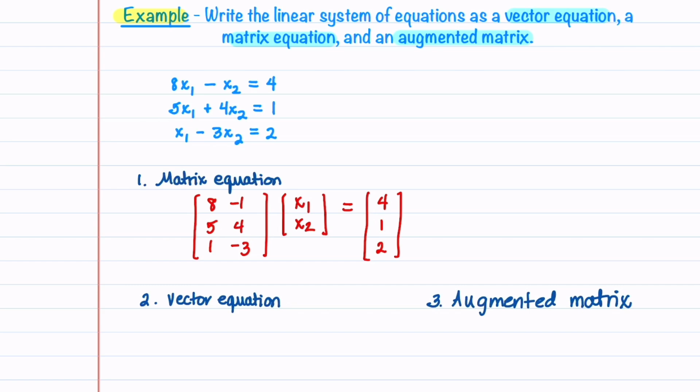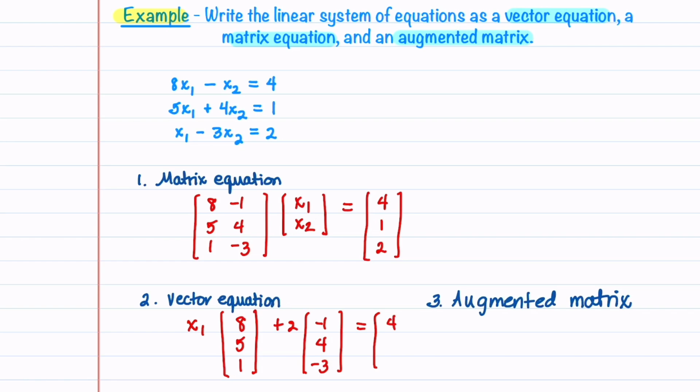Let's now write it as a vector equation. We have X1 times the first column of A, that's 8, 5, 1, plus X2 times the second column of A, minus 1, 4, minus 3, and that's going to be equal to B, which is our right-hand side, 4, 1, 2.